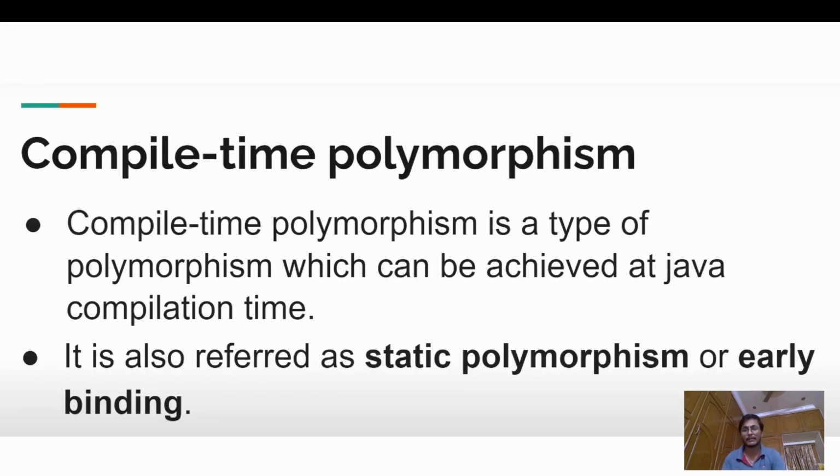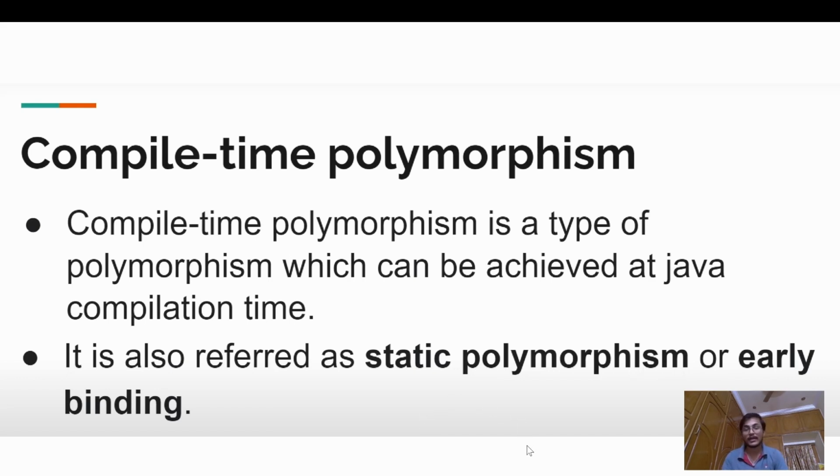Okay, now coming to compile time polymorphism. It can be achieved at Java compilation time. It is fixed, so it is called static polymorphism or early binding. Static means fixed. You will get more clarity about compile time polymorphism when you see some code regarding this. By seeing the definition, you may get a little bit confused. Don't worry, at the end of this lecture you will get to know about this.